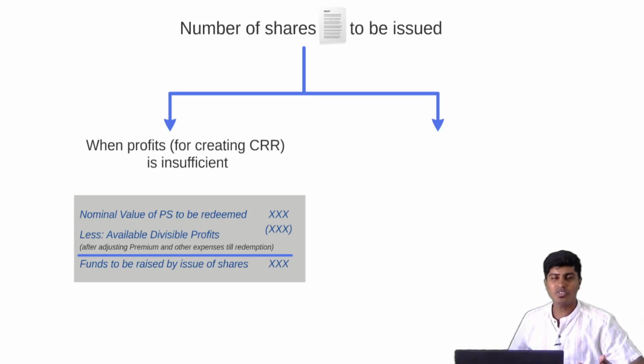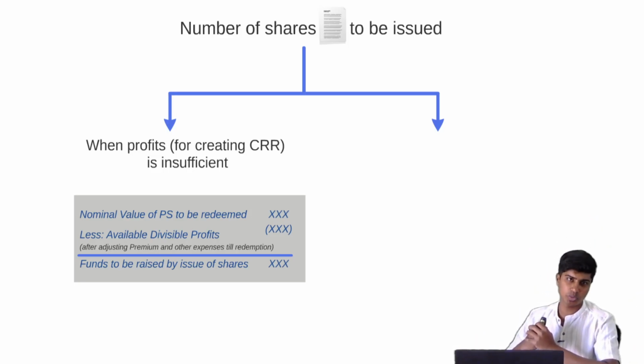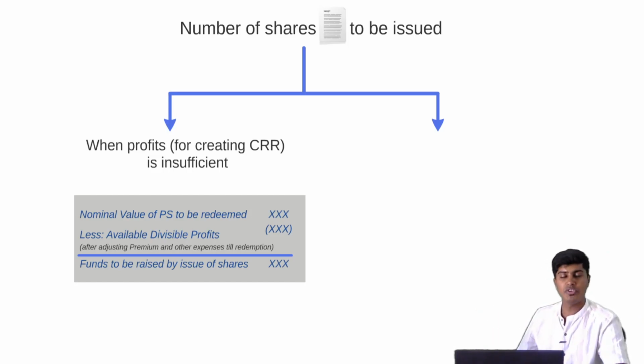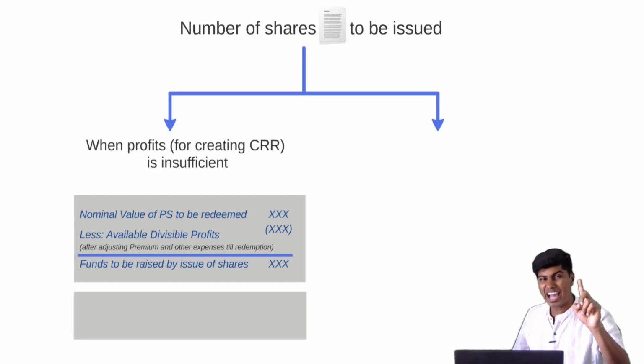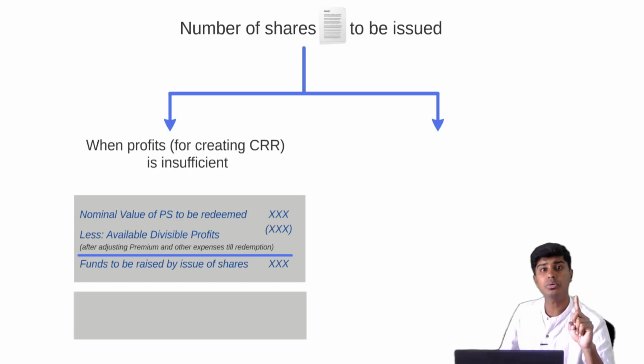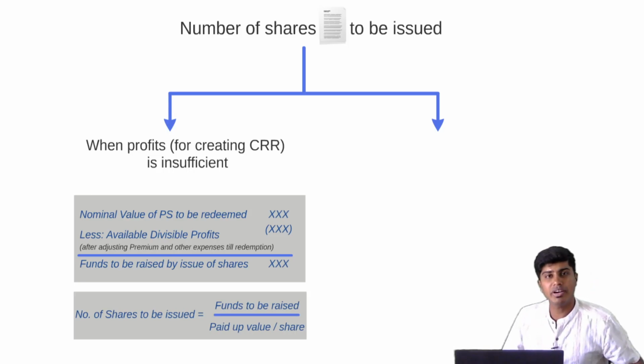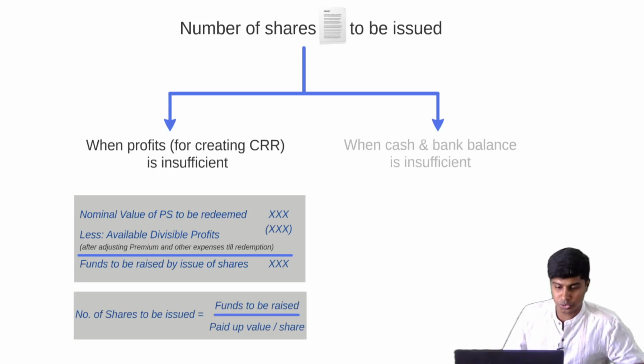Got this? So what we do is nominal value of preference shares to be redeemed minus available amount of divisible profits. If you deduct, we'll get the deficiency. This is the extent to which you need to issue the new shares. This funds to be raised will be divided by paid up value per share, not nominal value, not the issue price. Note it, it is paid up value per share that you divide by to arrive at the number of shares to be issued.